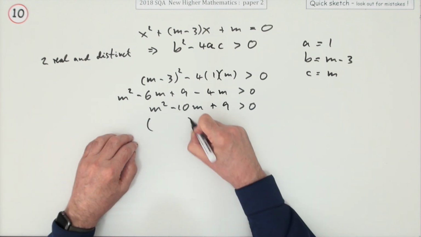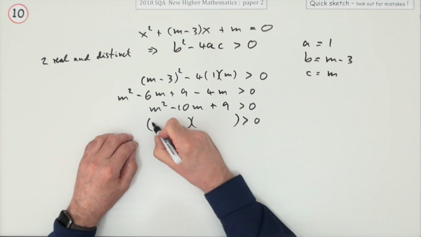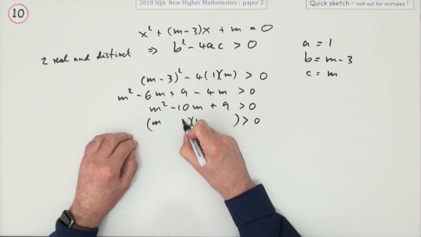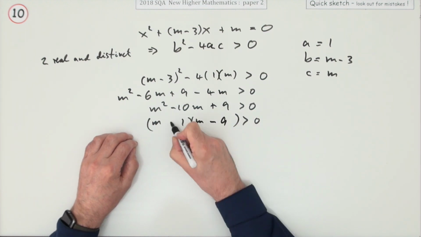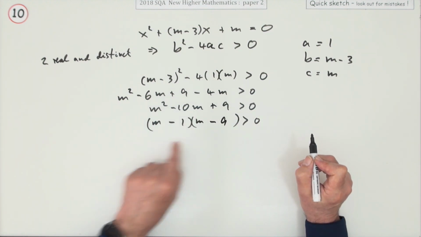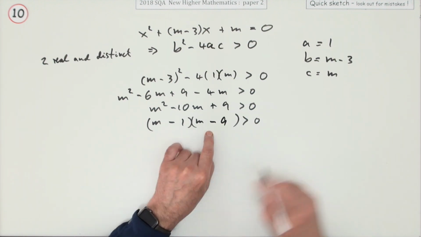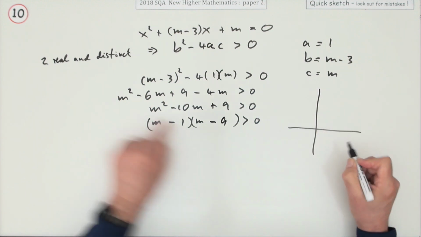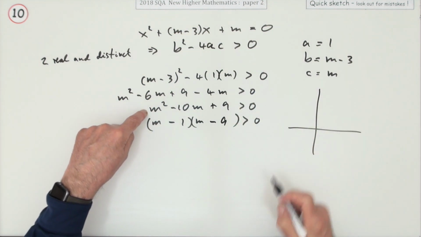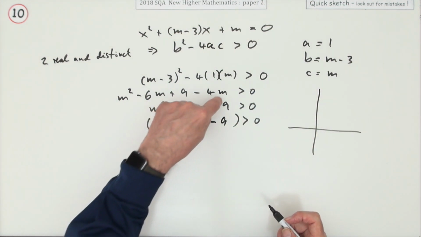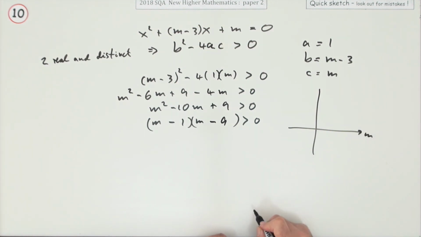So factorise it is easy enough because it's m, it must be 1, 9, and it must be minus, so it must be minus, minus. Now you don't separate that into two inequations. The only reason you did this was so you can now consider a picture of this. What does m squared minus 10m plus 9 look like?